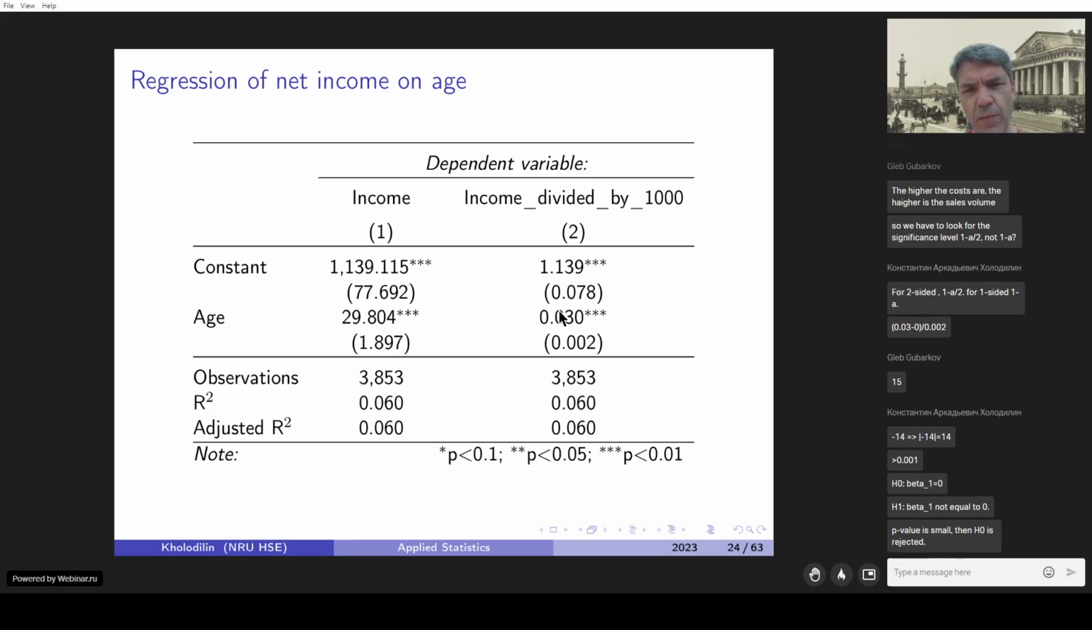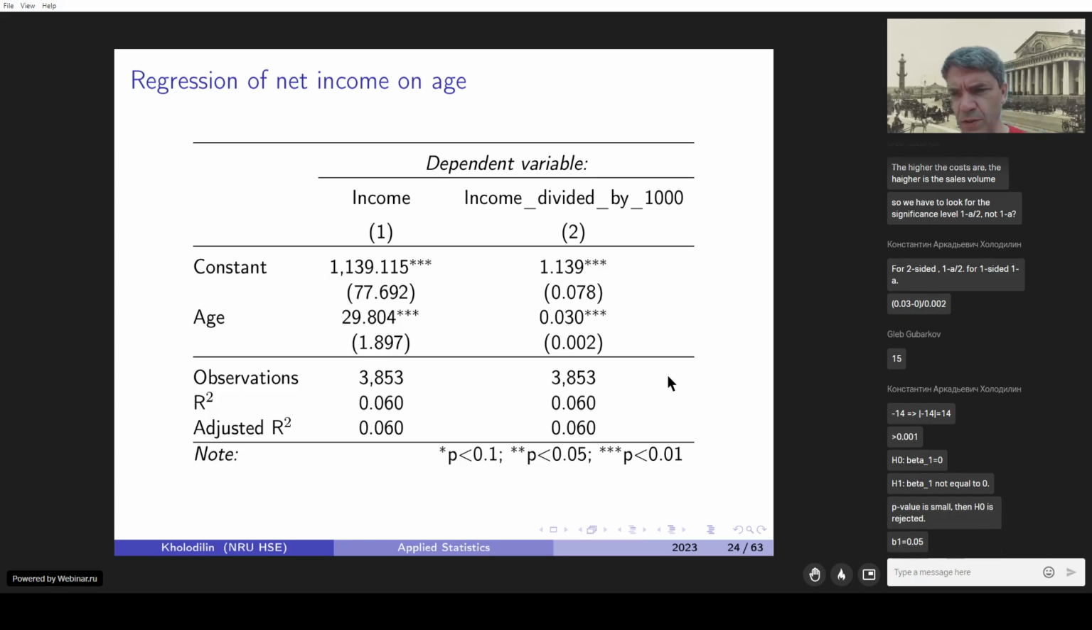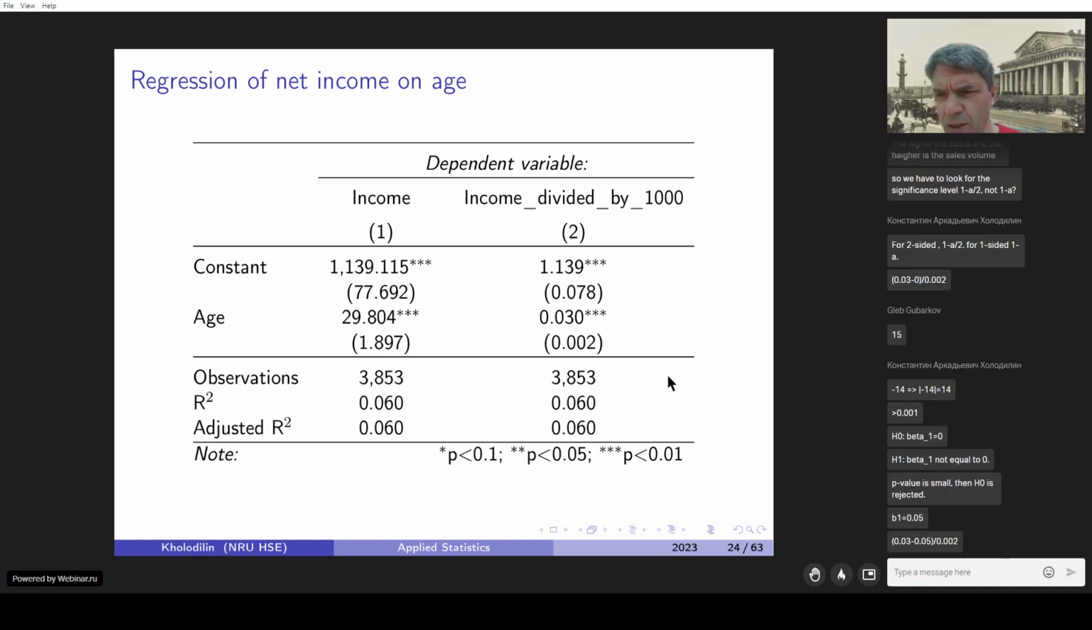But again, we can also test other hypotheses. For example, beta 1 is equal to 0.05. In this case, we have to subtract 0.05 from 0.03 and divide it by 0.02. Can you please compute this number?